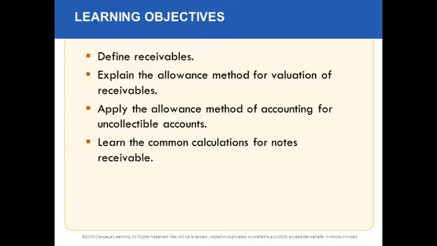This week we're looking at defining receivables, defining what receivables are. We're going to be explaining the allowance method, which is called valuation of receivables. So this week is really about receivables. We're looking at the allowance method of accounting for uncollectible amounts, which happen in every single business. There's always some uncollectible revenue.